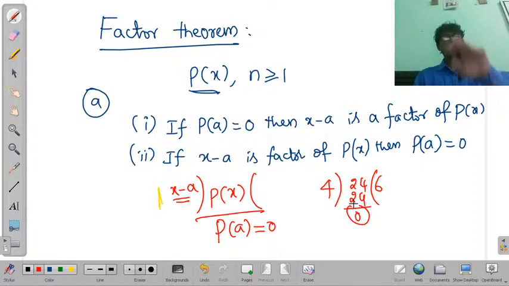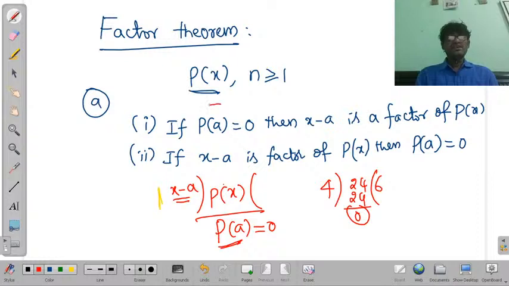In the same way, in polynomials, if p of x is divided by x minus a, suppose the remainder is equal to 0, then what can you say? x minus a is a factor of p of x. This is what we say in polynomials also.